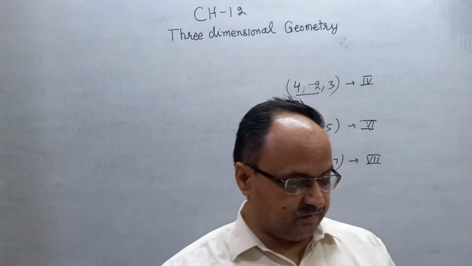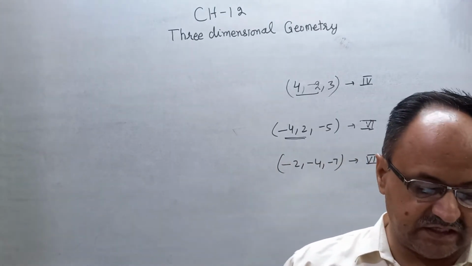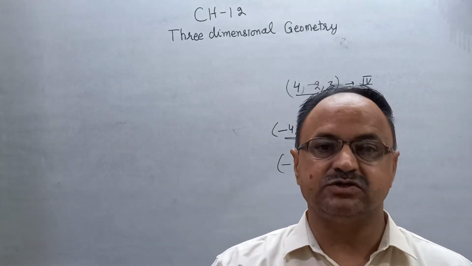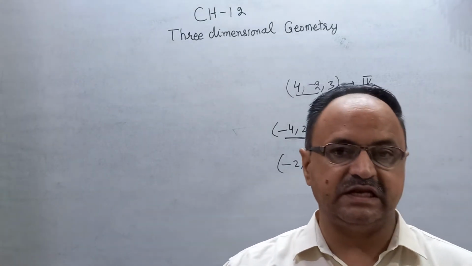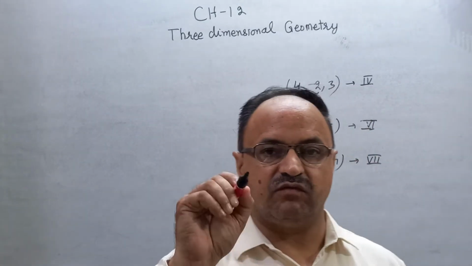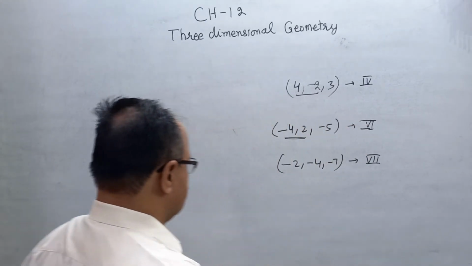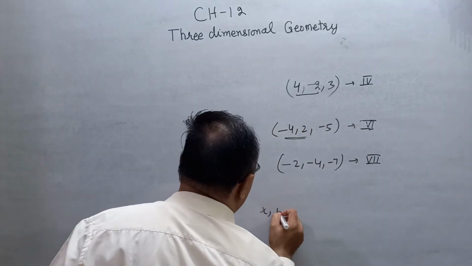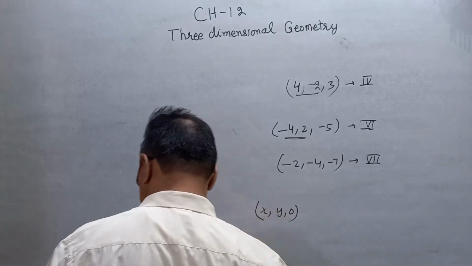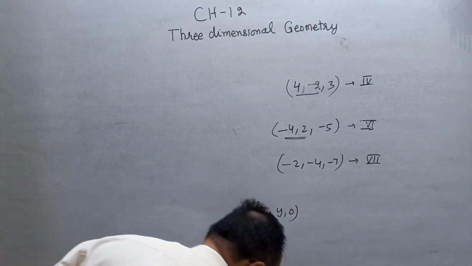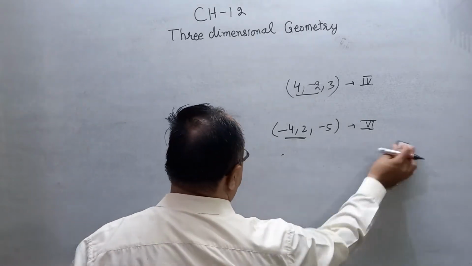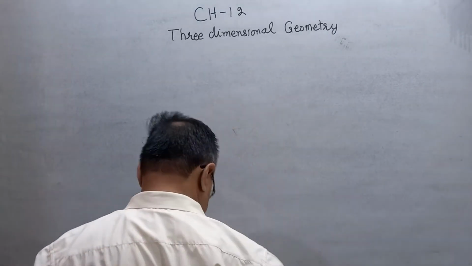Question number 4, fill in the blanks. X-axis and Y-axis taken together determine a plane. That is called the XY plane. The coordinates of the points in the XY plane are in the form of X, Y and 0. And the coordinate planes divide space into 8 octants. 8 octants. That is the answer.